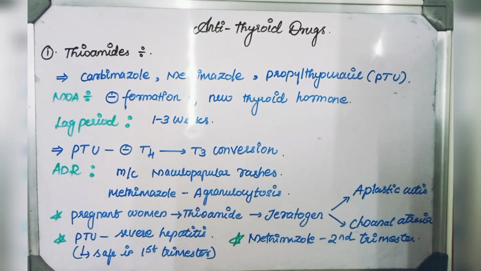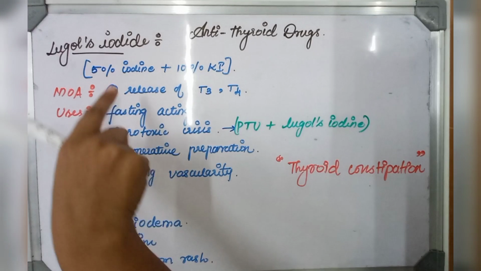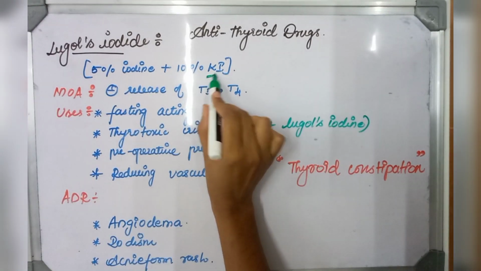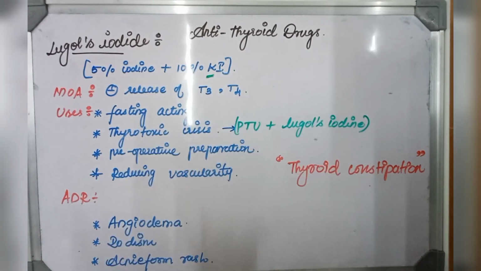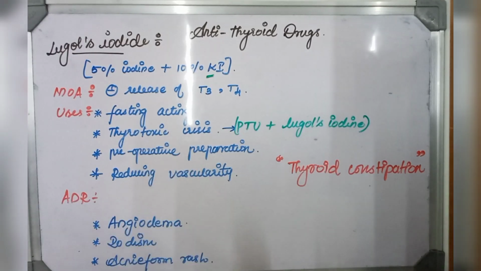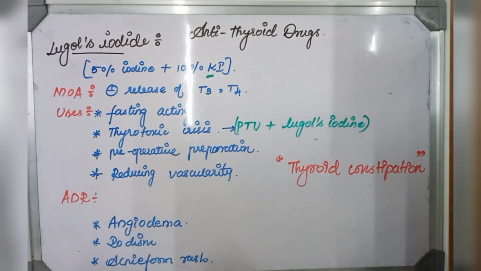Let us talk about Lugol's iodine. Lugol's iodine is nothing but a combination of 5% iodine and 10% potassium iodide. This is called Lugol's iodine. So what is the mechanism of action here? It inhibits the release of T3 and T4. The T3 and T4 are already found in the follicles, but their release is inhibited by Lugol's iodine.